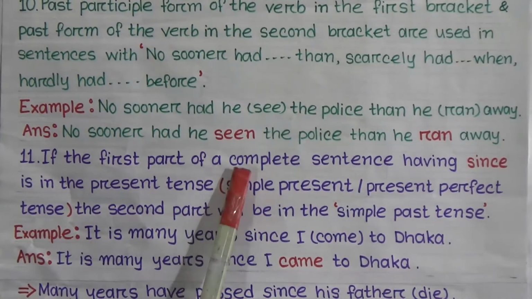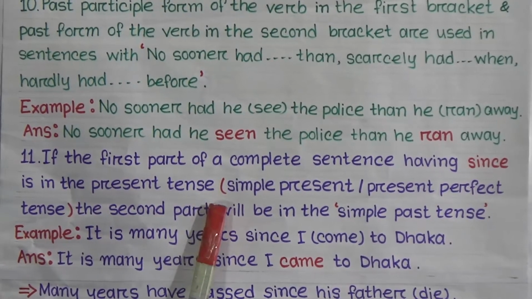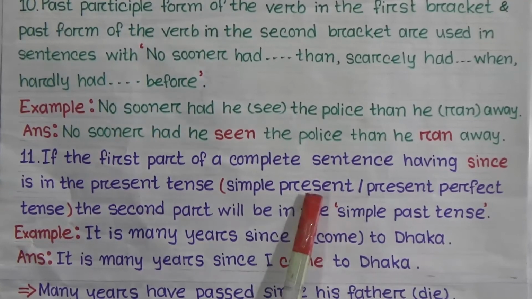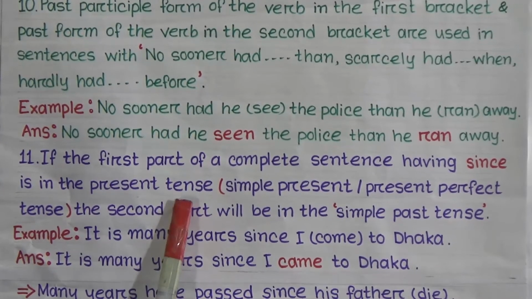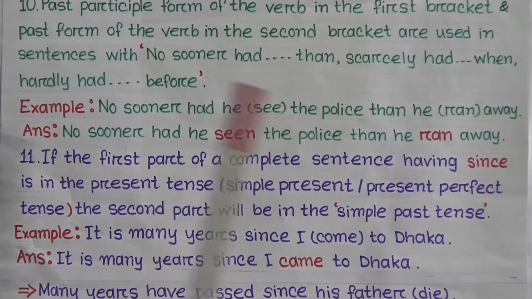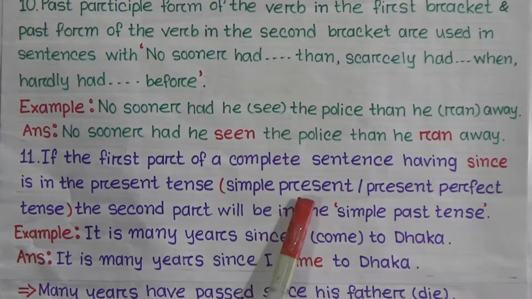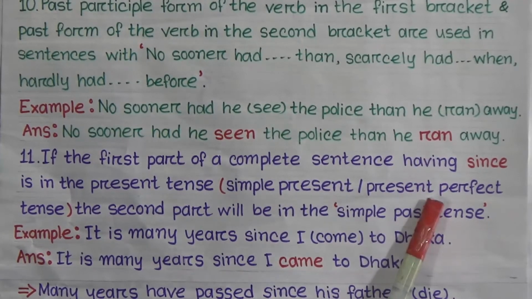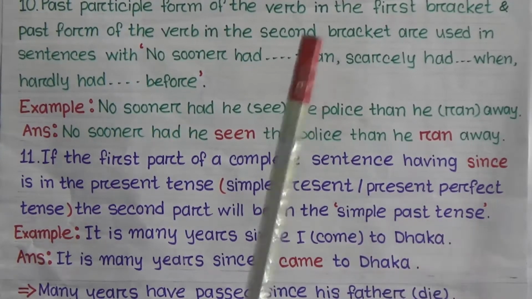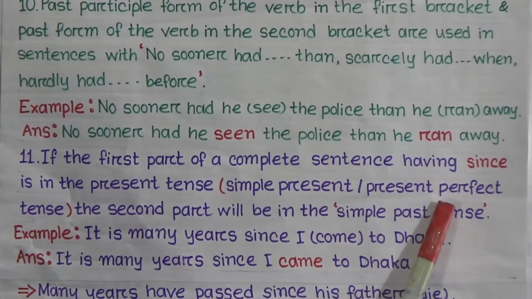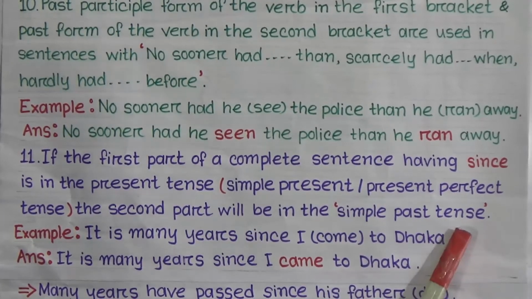If the first part of a complete sentence having since is in the present tense, meaning simple present tense or present perfect tense. We know there are 4 kinds of present tense: simple present tense, present continuous tense, present perfect tense, and present perfect continuous tense. Among these 4, if you find simple present tense or present perfect tense, the second part will be in simple past tense. You have to use simple past tense in the second part.